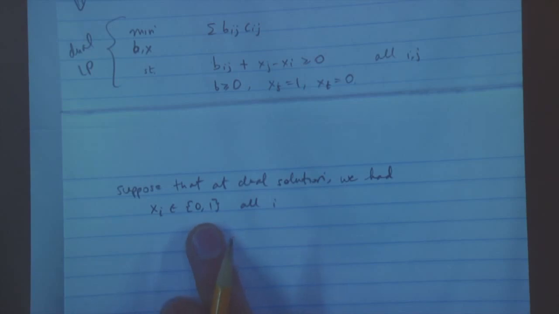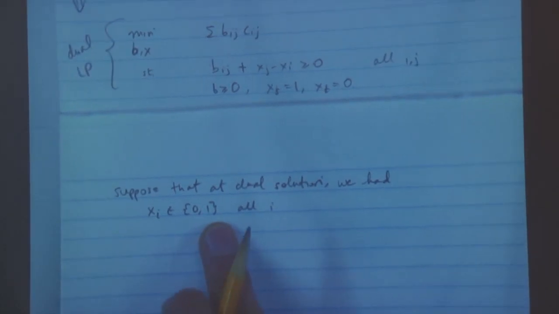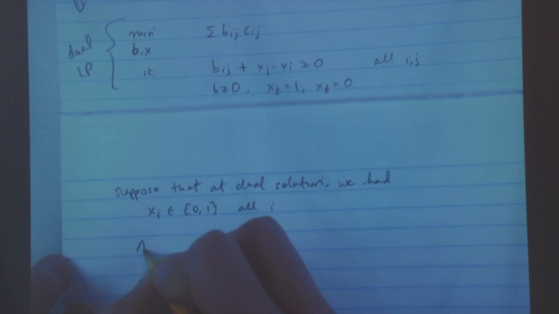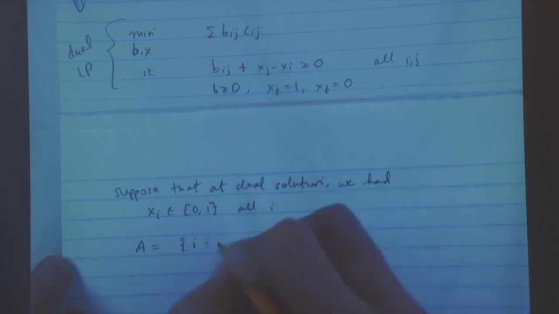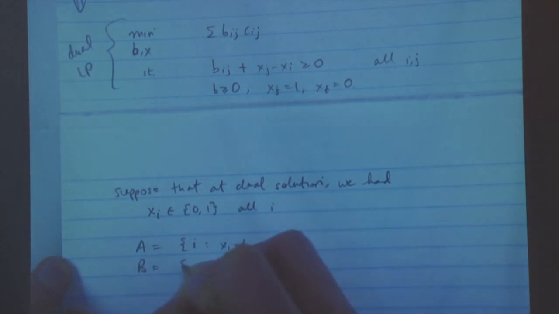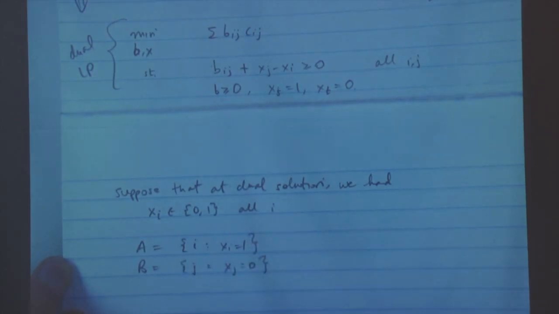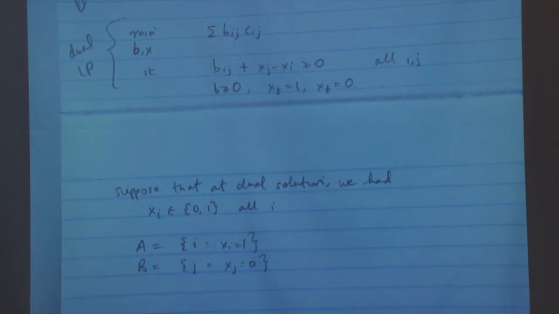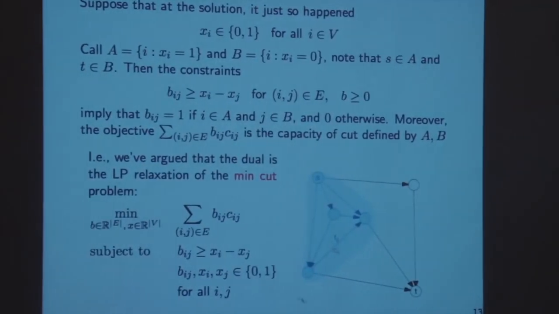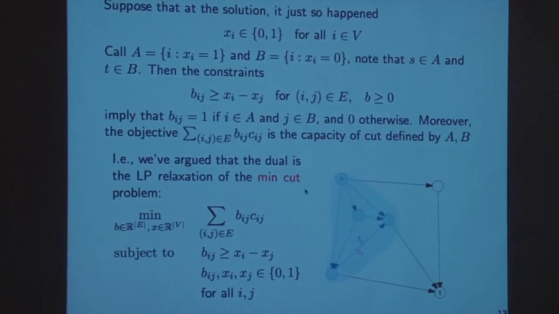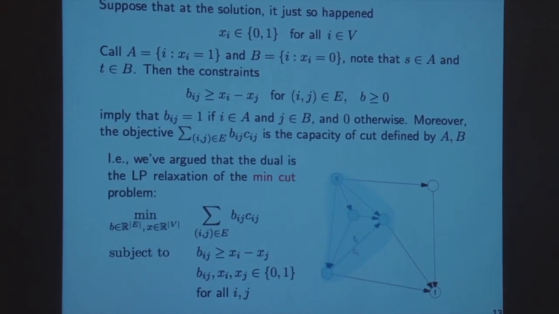So let's just suppose that we were lucky and we ended up solving the dual and we got that all the x's were either 0 or 1. If we were lucky, that might have happened. Then we're going to define two sets. We're going to define A to be the set of all nodes i such that xi was 1, and B to be the set of all nodes j such that xj was 0. If you look at the picture in the graph, I've circled, for example, in blue, this shaded blob, suppose was the set A. It was all the nodes for which we solved the dual, we got lucky, and the values of the dual variable x were all 1 on those nodes.